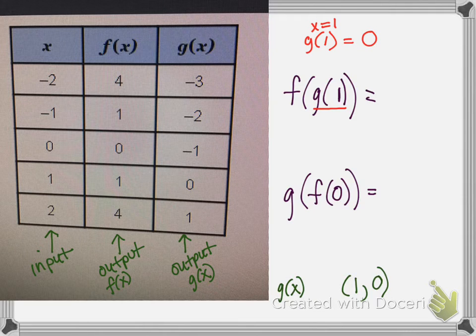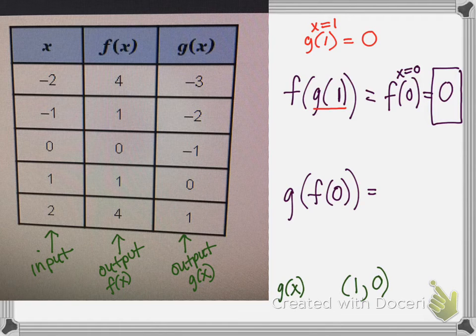So let's rewrite this now. This is really just f of 0. So again, that is saying when my input is 0, when I plug in 0 for x, what do I get? So if I plug in 0 for x, I get 0. So that is my final composition.